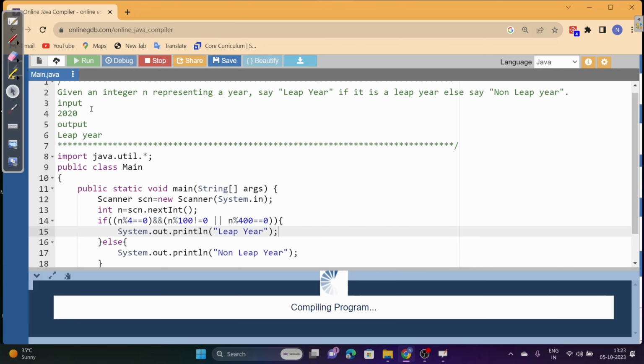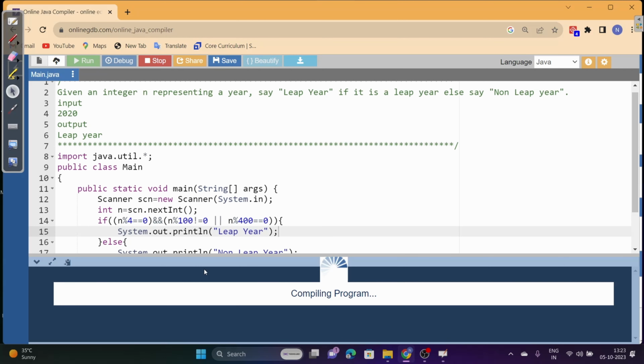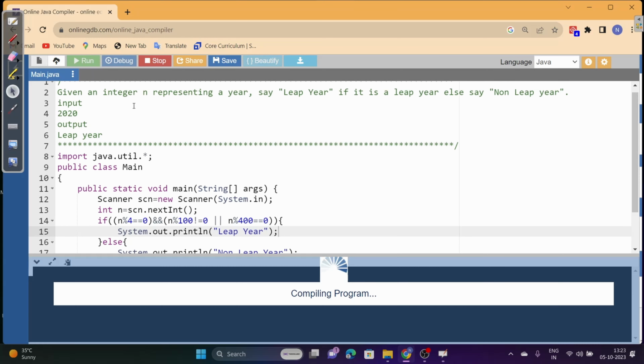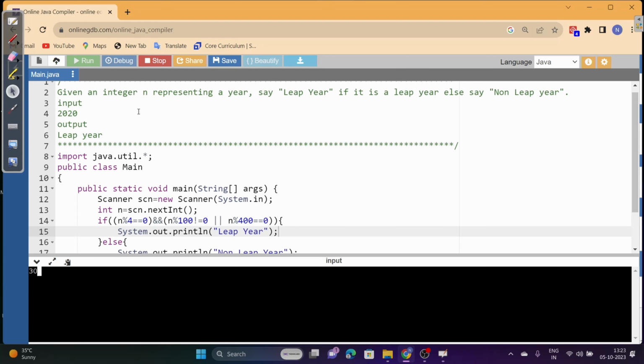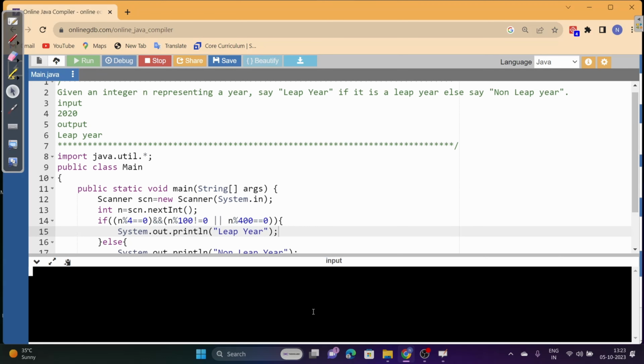What about 2020? 2020 is a leap year. So let's give some 100. We know that 100 is not a leap year. Non-leap year. Let's give 300. 300 is also a non-leap year because only the 4th century counts. Let's give some 4th century. 4th century means 400 and 800, because 800 is also one of the 4th centuries, right? It is a leap year.